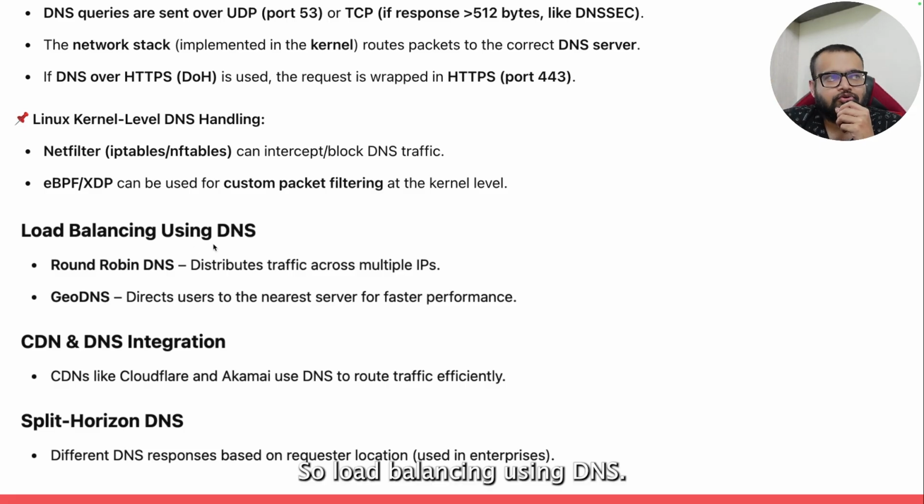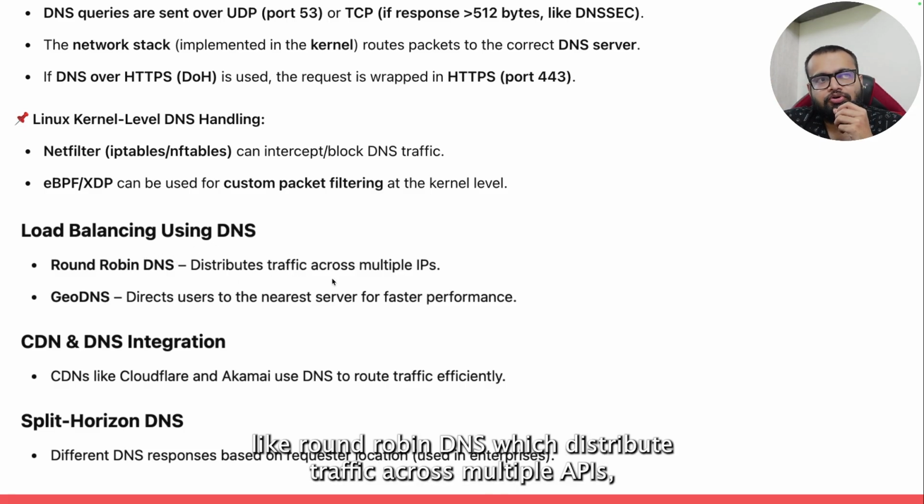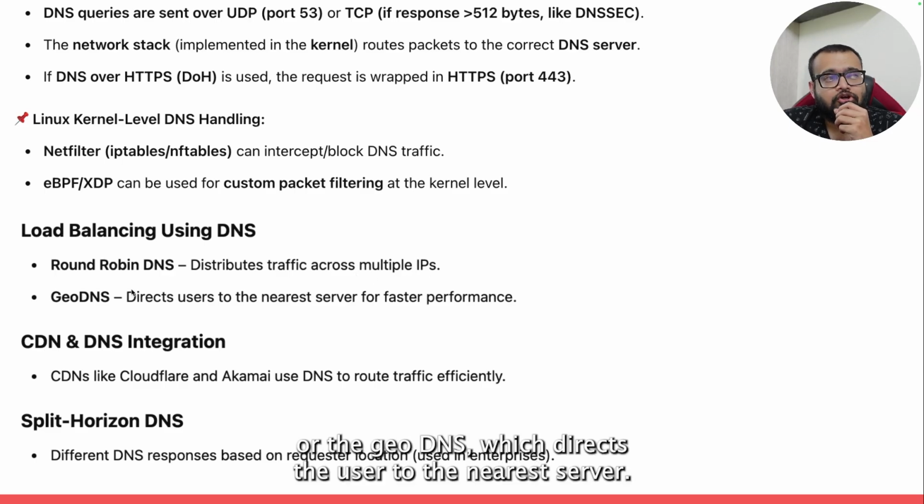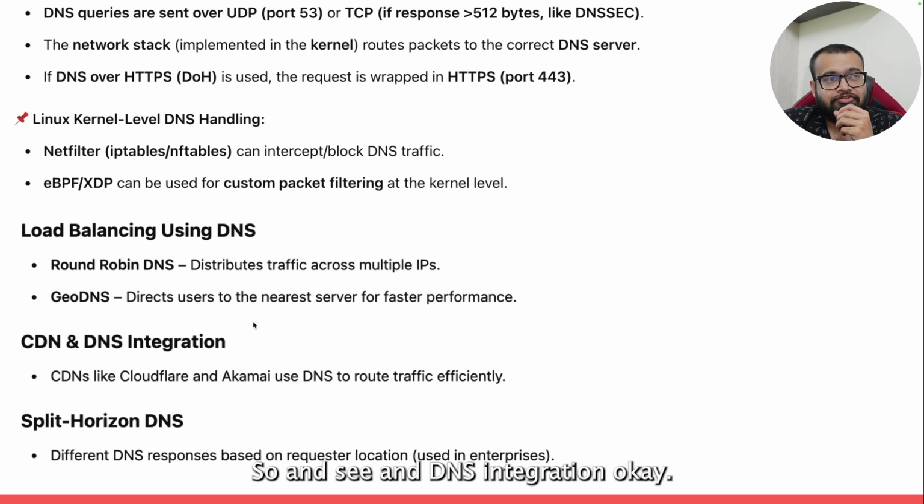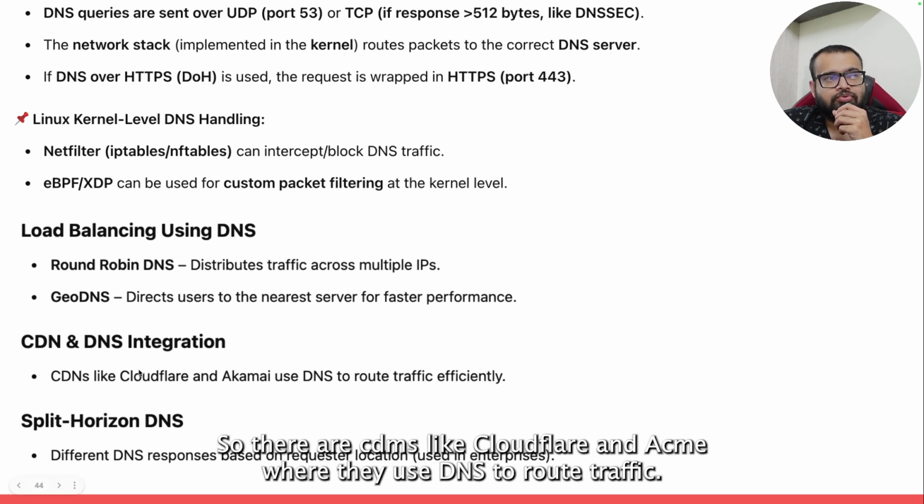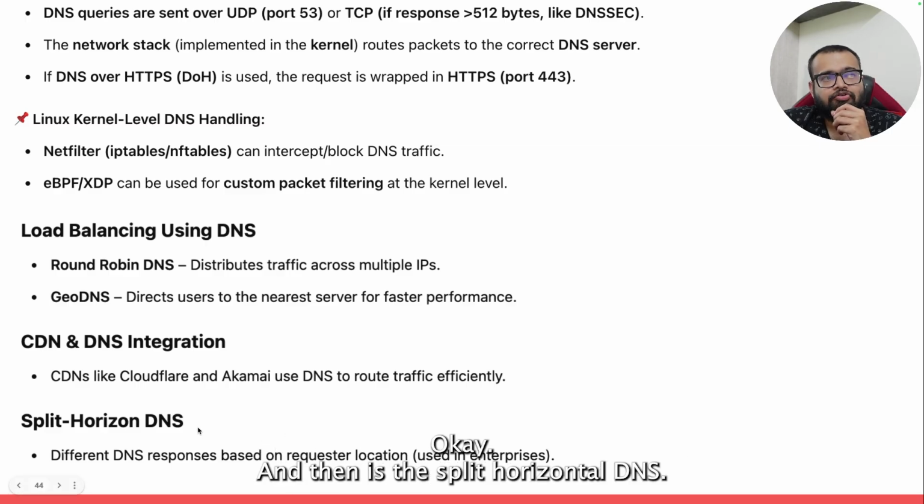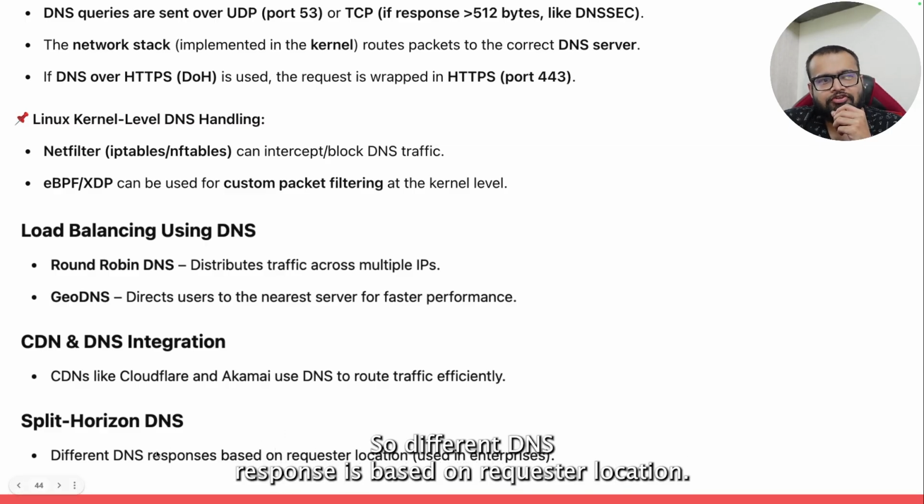So load balancing using DNS. There are approaches like round robin DNS, which distribute traffic across multiple IPs, or the geo DNS, which directs the user to the nearest server. And CDN and DNS integration. Okay, so there are CDNs like Cloudflare and Akamai, where they use DNS to route traffic. Okay, and one is the split horizon DNS. So different DNS responses based on requester location.